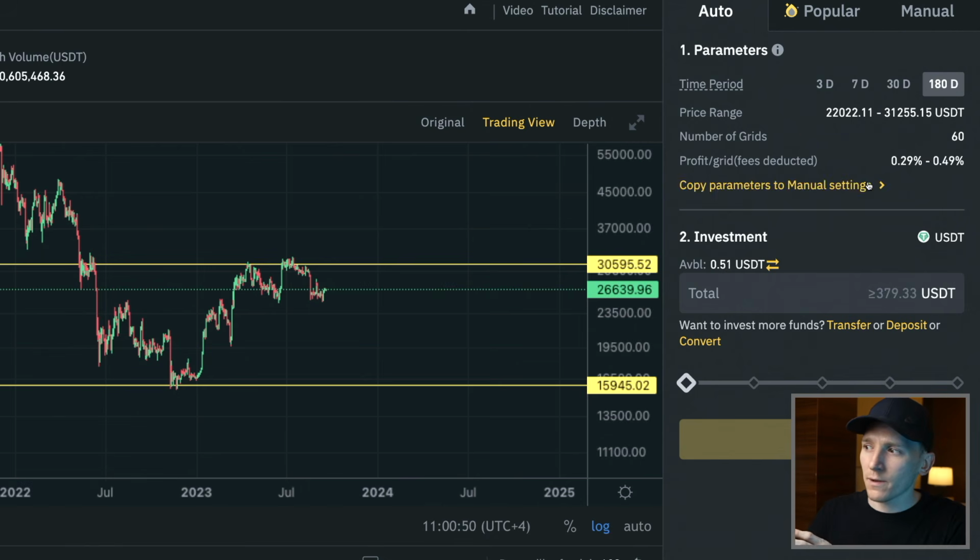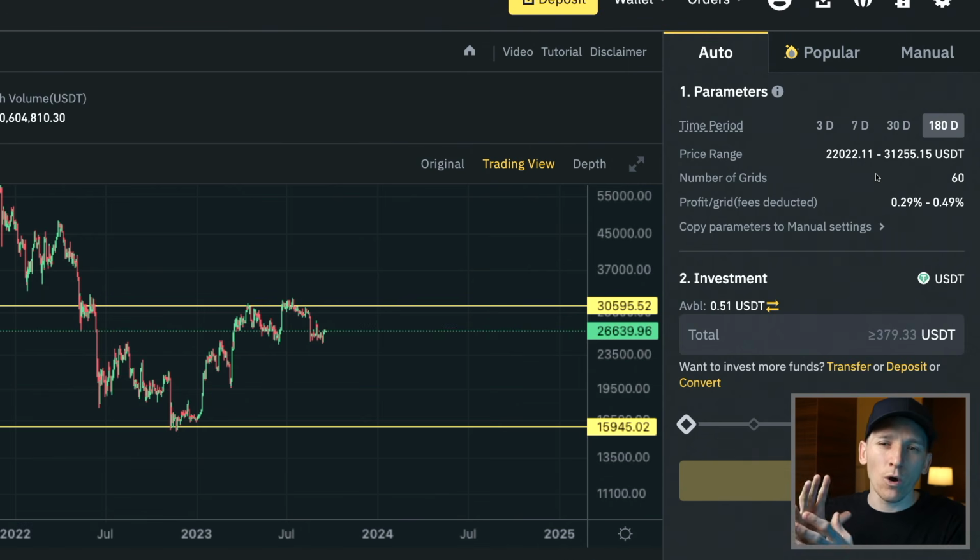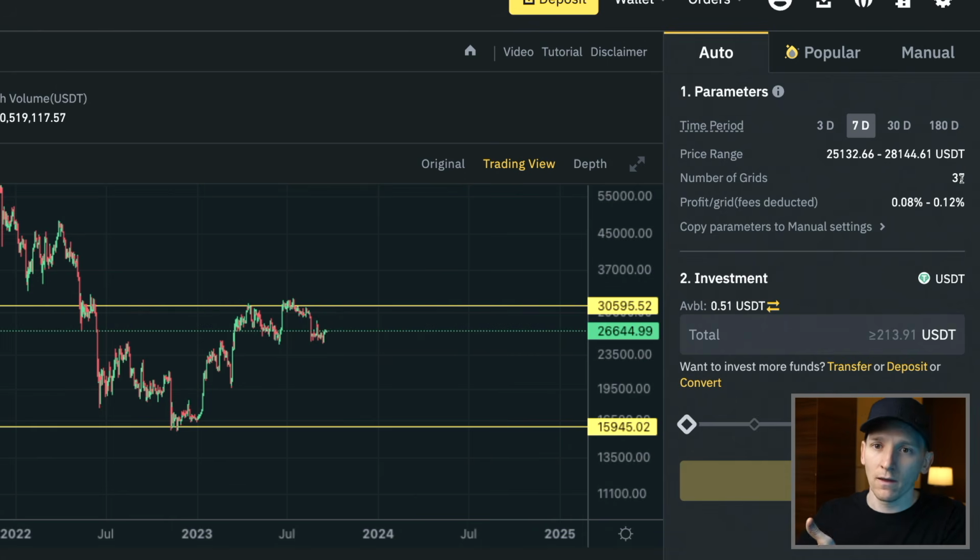Again, the auto parameters are going to know exactly what the normal volatility of the asset is that you're trading. And so maybe over 7 days, it knows within 7 days, it's probably going to move around these prices based on the volatility that it's had over the past few weeks. And then with that volatility, it's actually better to trade 37 grids. That would be a good balance. 50 would be too much, 20 would be too few. So again, you can actually copy that into the manual parameters if you want.